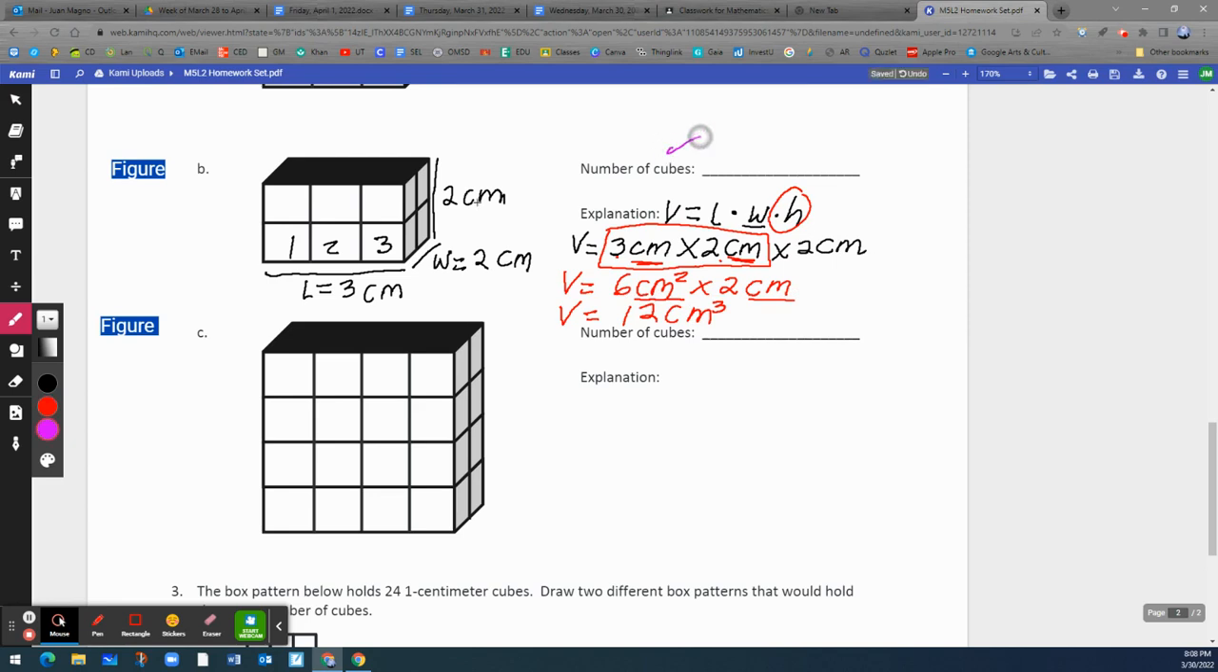How many cubes can I fit in there? Well, the answer is here. If each cube is 1 cubic centimeter, then you can fit in it the capacity. I want you to get used to this. The capacity for this shape to hold is 12 cubes.